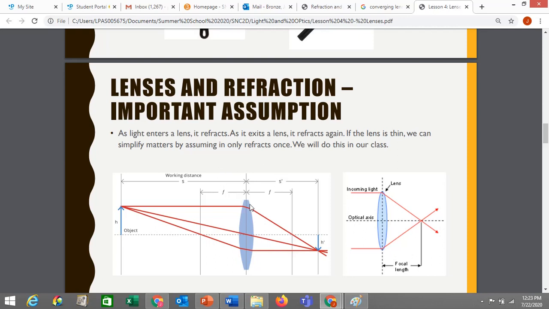So that's going to happen twice with the lens, because it's going to happen when the light travels from the air to the lens, and then it's going to go through the lens, and then it's going to move out again, right? It's going to move from the lens to the air. So you'll see it refracts twice. But the way that we're going to draw these diagrams is as if they refract only once in the middle of the lens. And if the lens is thin enough, this doesn't introduce much error into your drawings, and it makes them easier. So that's what we're going to do.